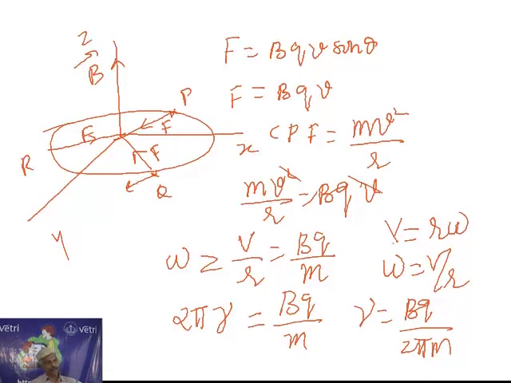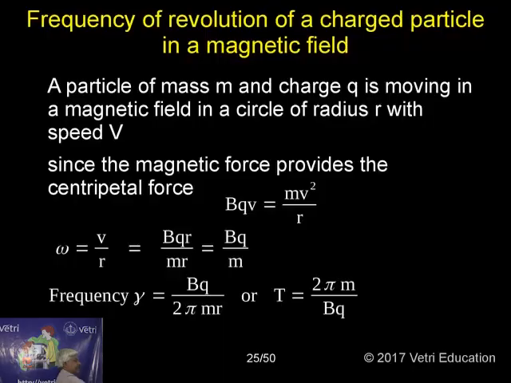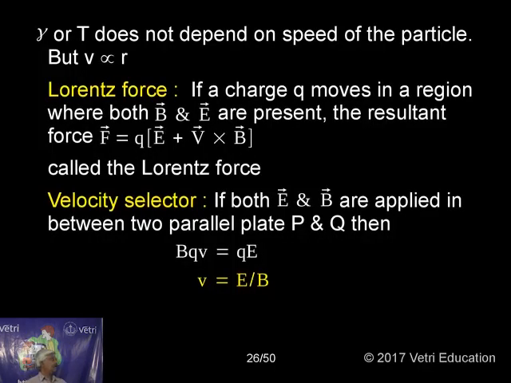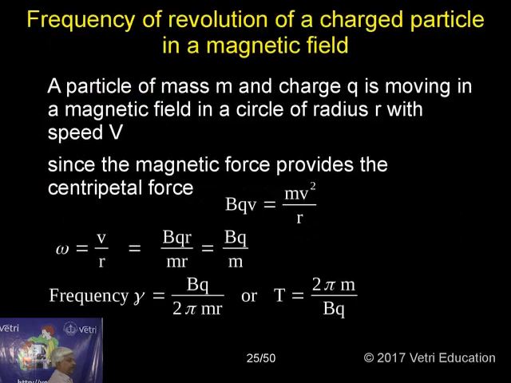Are you clear now? Whenever a charged particle moves in a magnetic field, this is the thing I have given in the chart. Kindly make note of this: nu or T does not depend on the speed of the particle. Nu is Bq by 2 pi m, or T is equal to 2 pi m by Bq. So the v value does not come in. V cancels out, since v by r can be written as omega. Therefore, the speed does not depend upon the period or frequency.